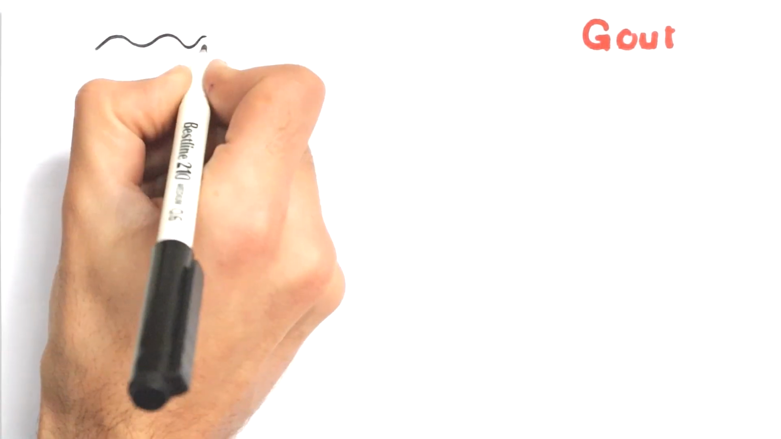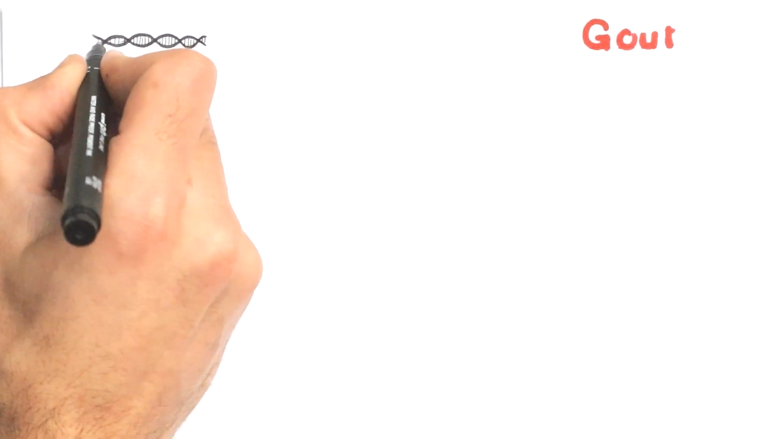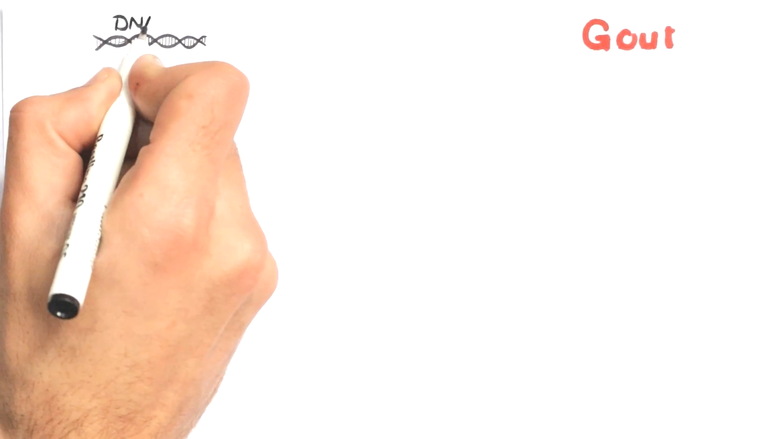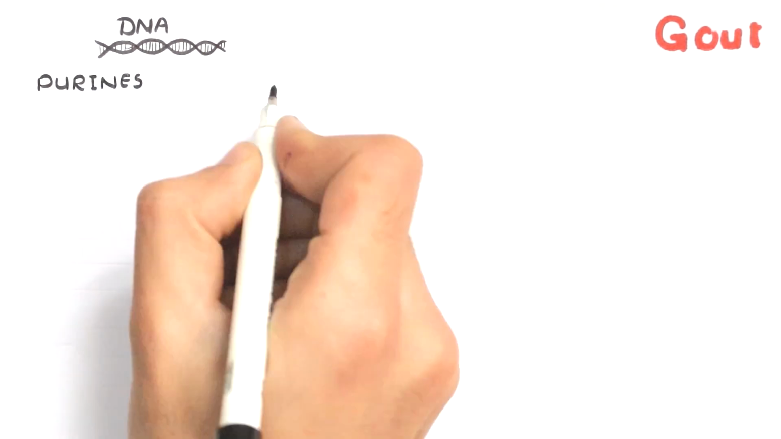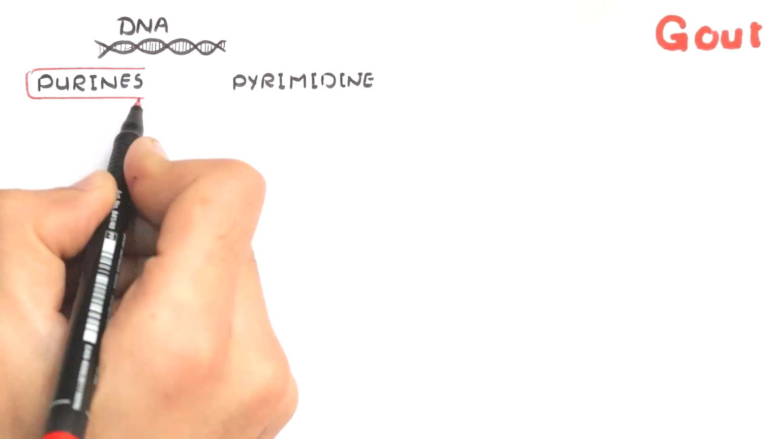In this video I am going to talk about crystalline arthropathy, which are a group of joint disorders caused by deposits of crystals in joints and soft tissue around them. The most common type is gout. But let's talk about physiology first.